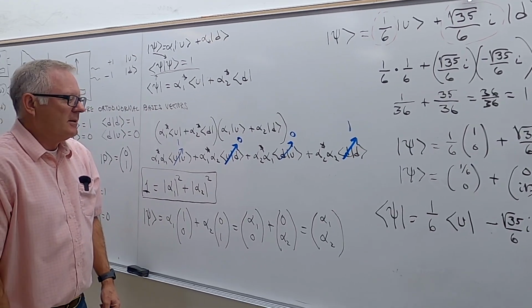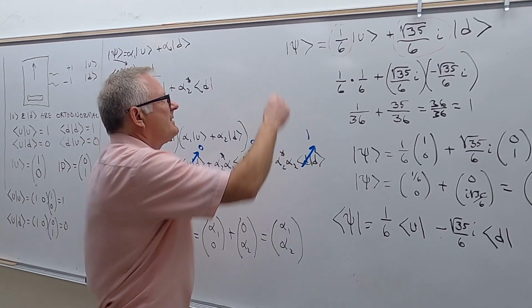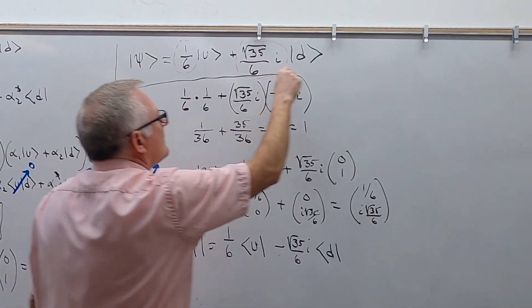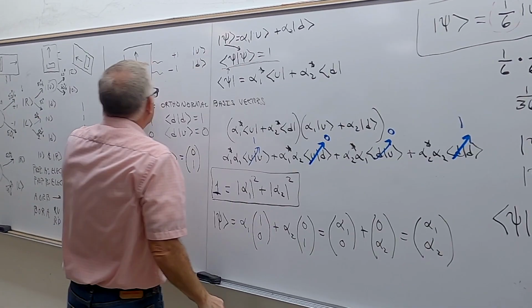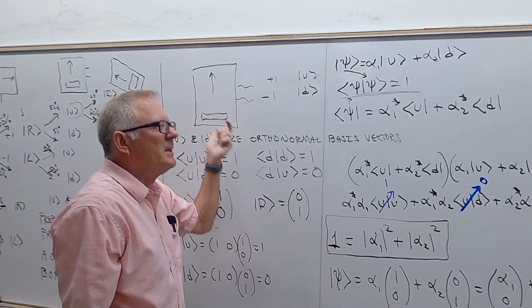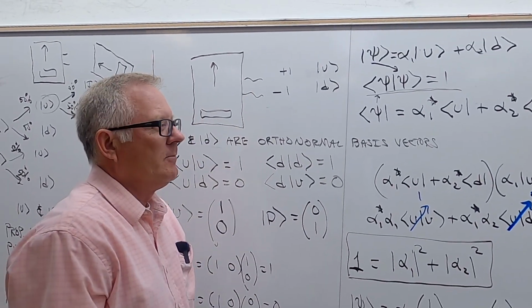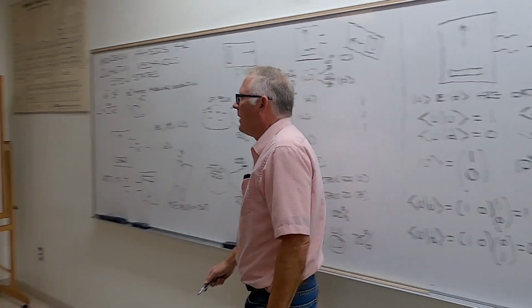Suppose we asked, you're in this state right here. Now you set up your experiment like this and you ask, what is the probability that you get up? Well, what did we say our rule was?